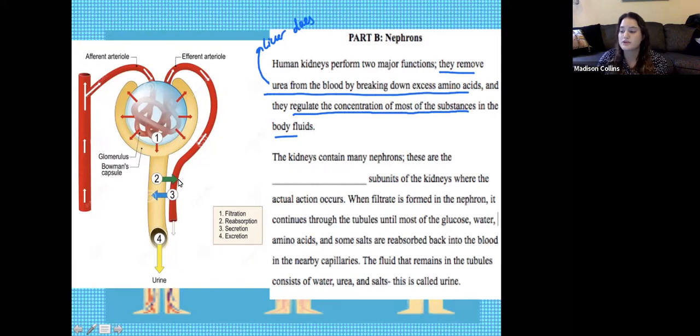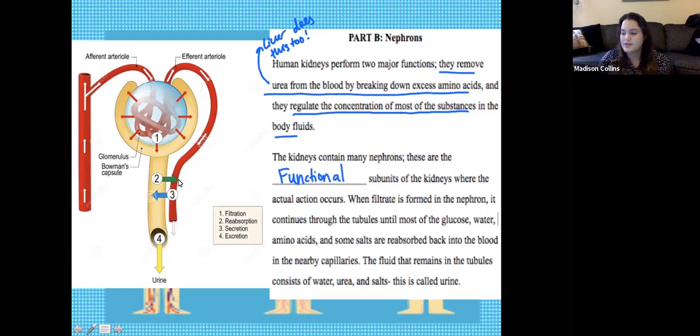The liver also removes urea from the blood and breaks down excess amino acids. The liver does this too, so they work together, part of the same body system. Now, the kidneys contain many nephrons. These are called the functional subunits of the kidneys, where the actual action occurs.